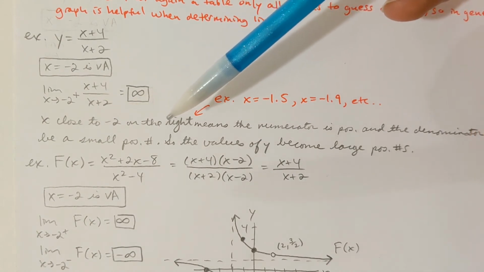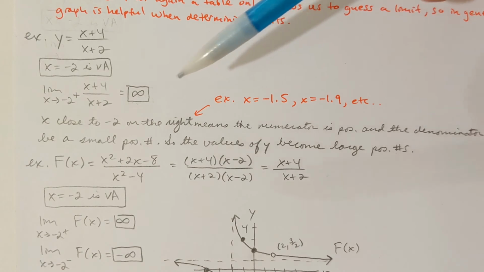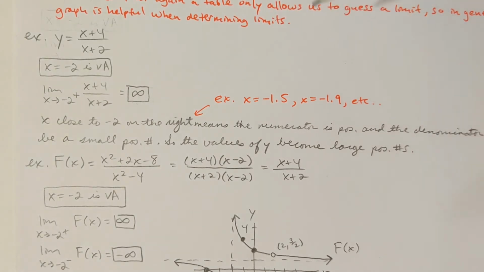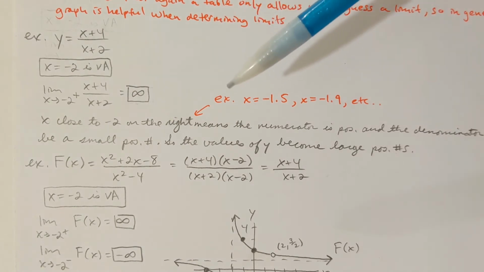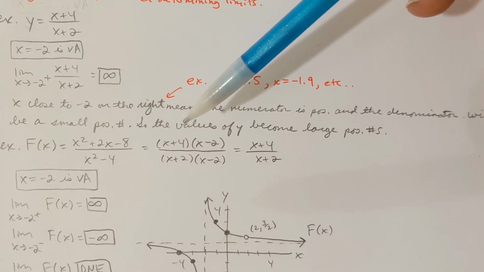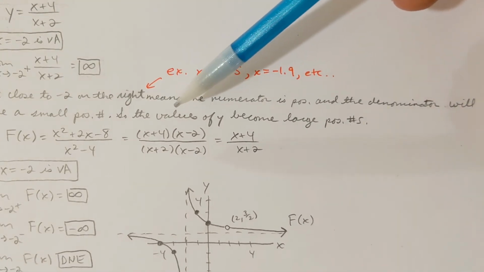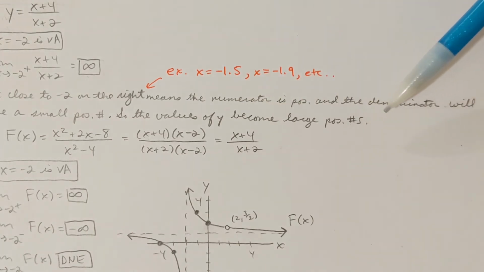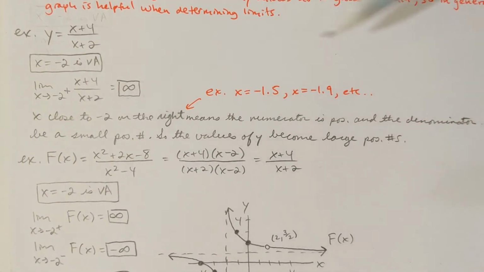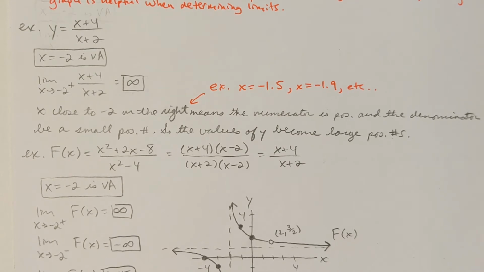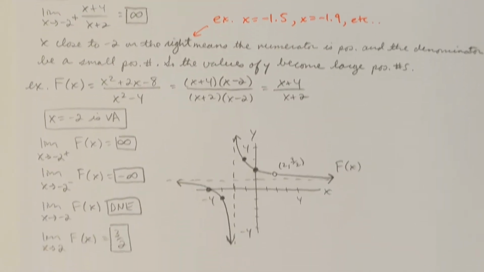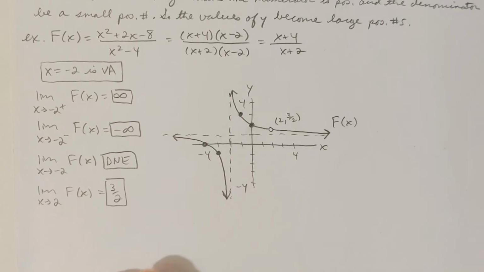The closer that you are to negative 2, the smaller that denominator will be. A positive divided by a small positive would produce a very large positive value. Okay, so the values of y become very large positive numbers. Therefore, infinity is going to be my answer there. Okay, so I don't need to write a table. I don't need to sketch a graph. I can just think about what's going on in the behavior of the output values there. Let's take a look at another example.